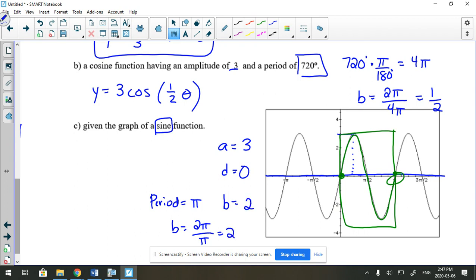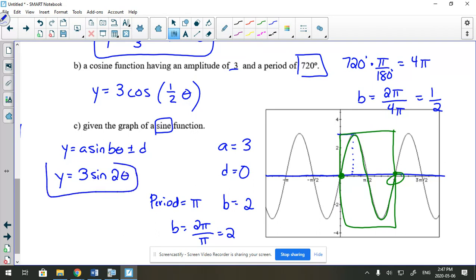Once you figure out your A, your D, and your B, you can just pop it into your equation. So remember, A is 3, B I figured out is 2, and my D is 0, so I don't have to write that. So that's your equation of this graph. Let's do a couple more. So let's go on the back page.